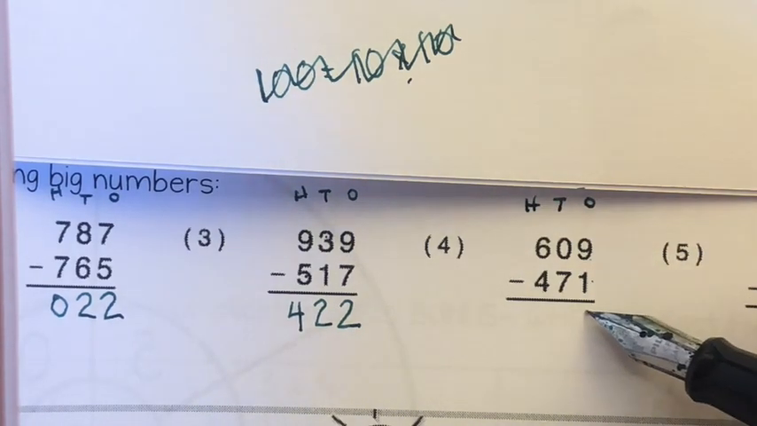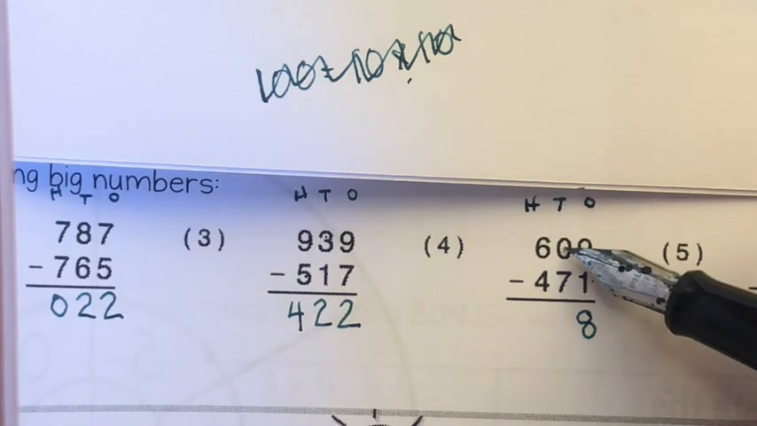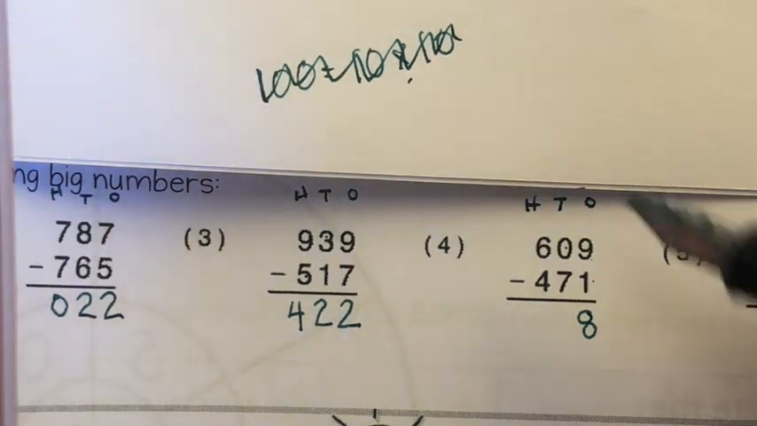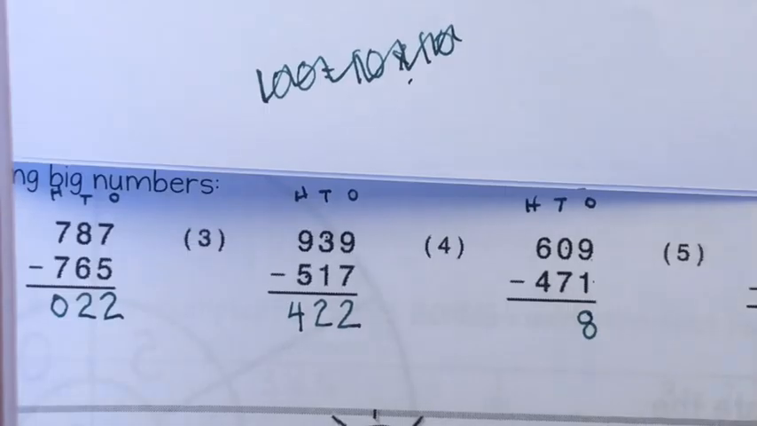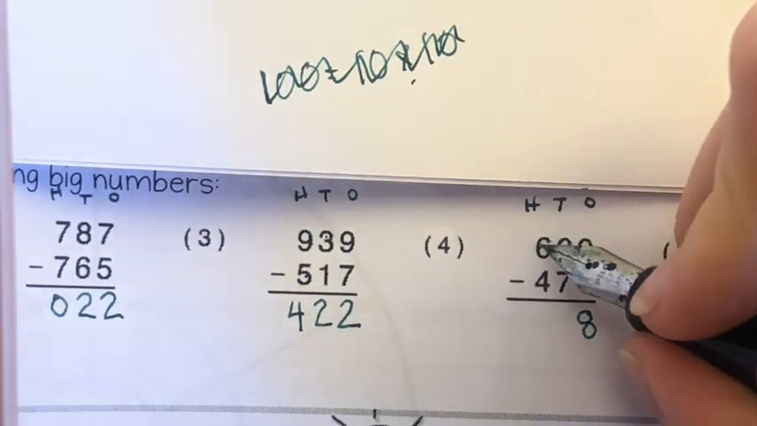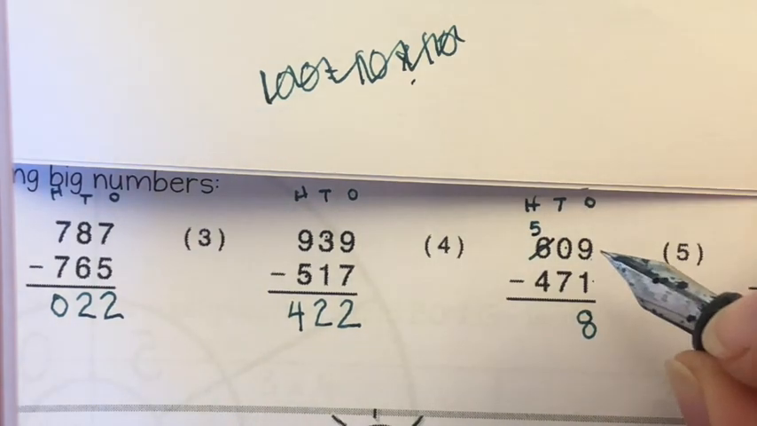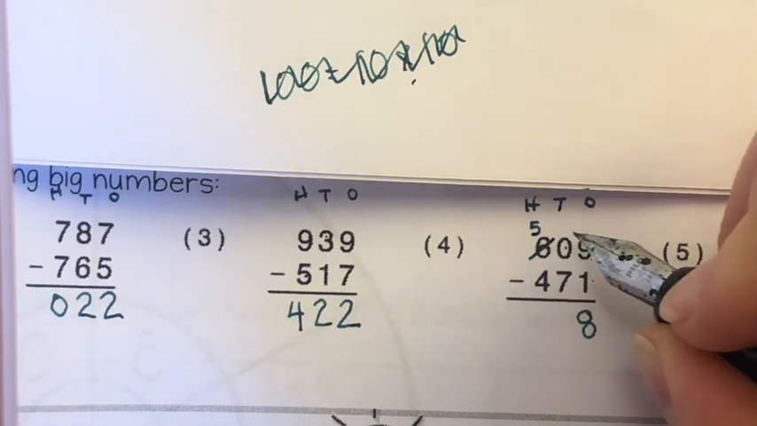9 subtract 1 is 8. 0 subtract 7. Now, if I have nothing, I can't take 7 away from that. I'm going to have to borrow from my neighbor. So I go to the hundreds, cross out the hundreds. Now I have 5 hundreds. I'm taking 100, but that's 10 tens.